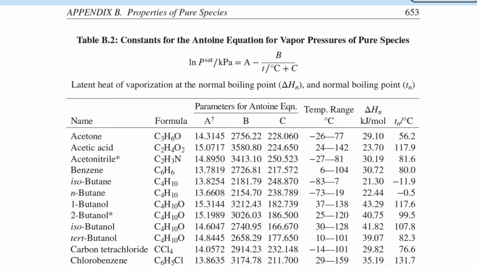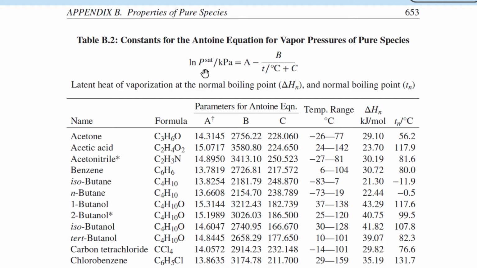The Antoine equation can also be used to determine the saturation pressure or the saturation temperature given either the temperature or the pressure. This is the form of the Antoine equation, that is, the natural logarithm of the saturation pressure in kilopascals is equal to A minus B over T plus C. T here is our temperature in degrees Celsius. A, B, and C are all constants. So for benzene, we have here the values of A, B, and C. You simply have to substitute them into the Antoine equation.